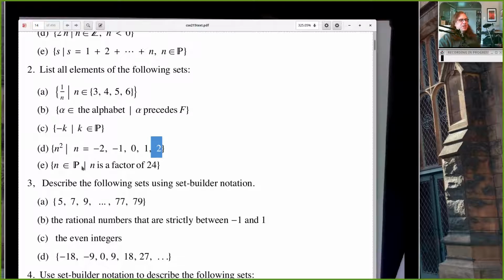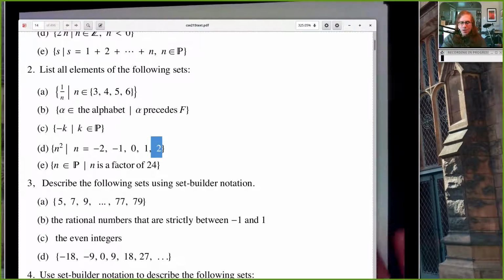And then the set of positive integers that are a factor of 24. So factor means it divides into 24. So 1, 2, 3, 4, 6, 8, 12, and 24. As opposed to 48, 96, 240. Those are multiples of 24. And we'll work a lot with factors in another week or two when we get into some number theory. And we'll play with divisibility and the notion of what divides what a great deal.